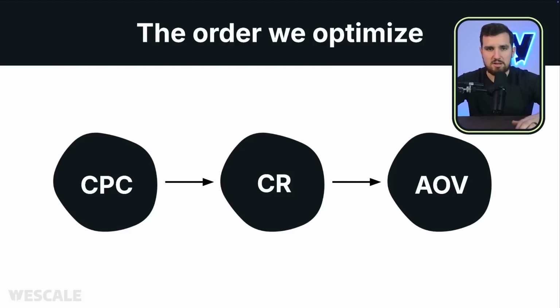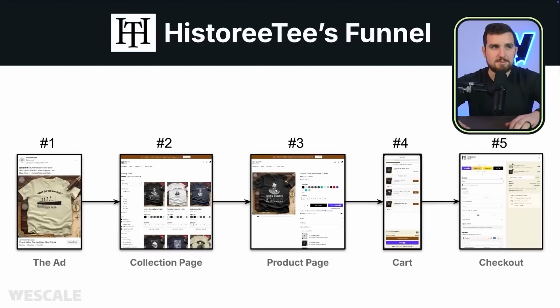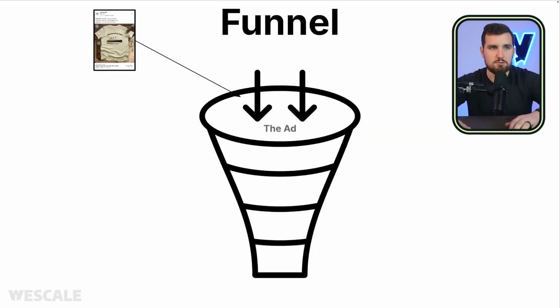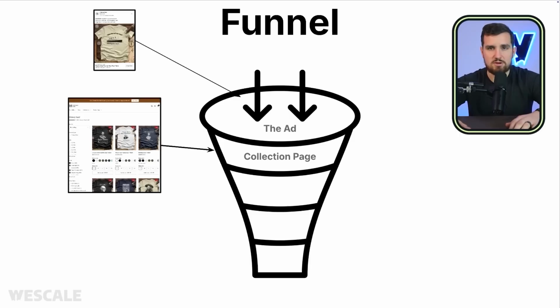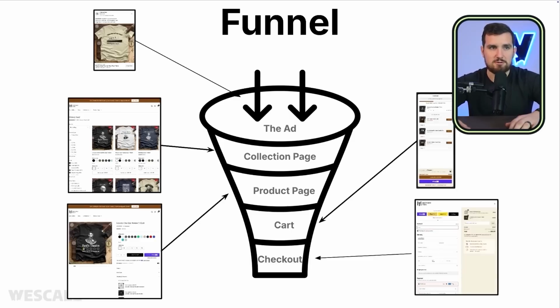I'm like, okay, and I look at their cost per link click. I'm like, you're getting $5 clicks. We don't care that nobody's buying yet. You're not getting enough traffic. We need to fix that. We need to fix the top of the funnel before it's even relevant to talk about middle and bottom of funnel. So we get people in the door, we get them to buy, and then we get them to buy more. So History Tees' funnel, for example, is we have the ad, then we drive people to the collection page, then the product page, the cart, and then checkout.